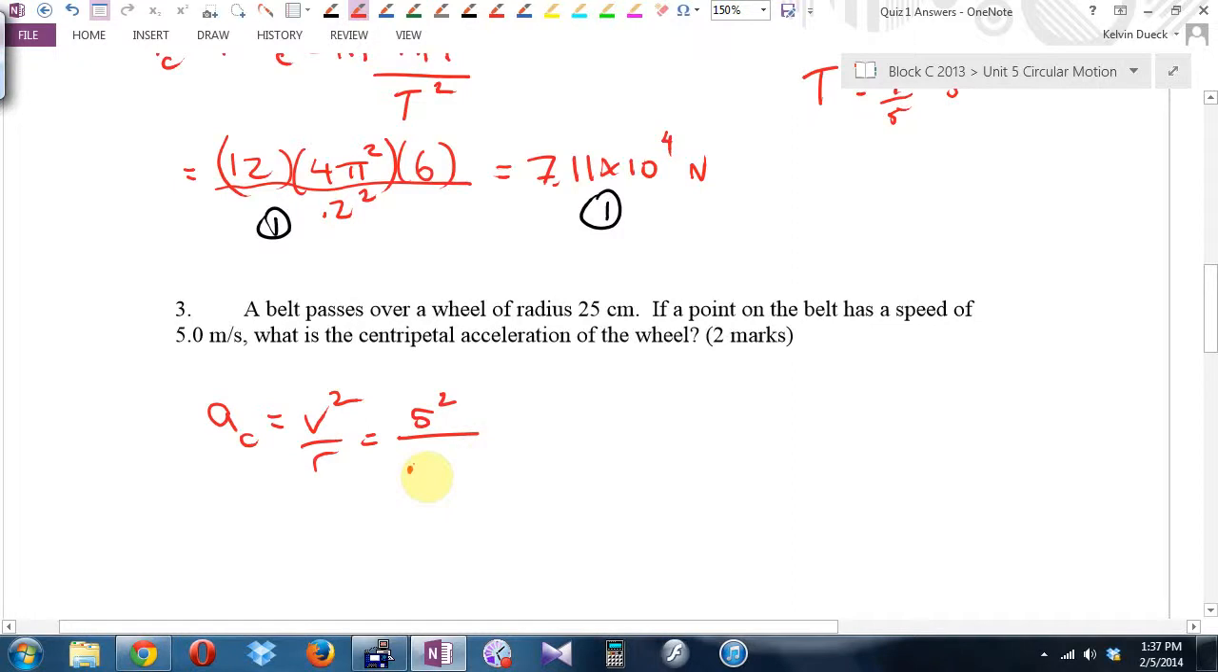Radius, careful. 0.25. The 2 ways they'll try to trick you with the radius is they'll give it to you in centimeters, or they'll give you a diameter. And you've got to divide by 2 to turn it into a radius. I won't do that intentionally, but it might show up in some of the exercises. Oh, I think I can do this in my head, because 5 squared is 25, divided by 0.25. Is the answer 100 even?